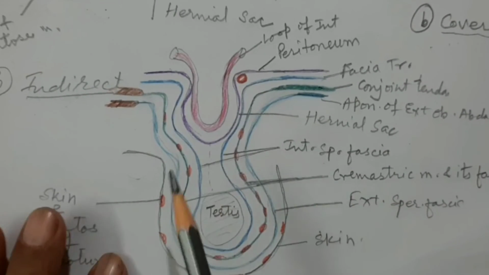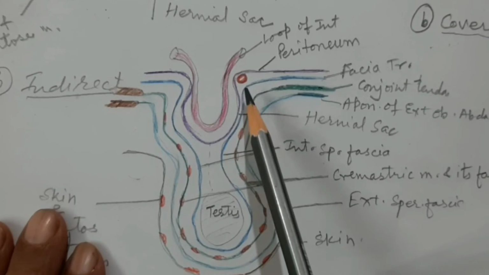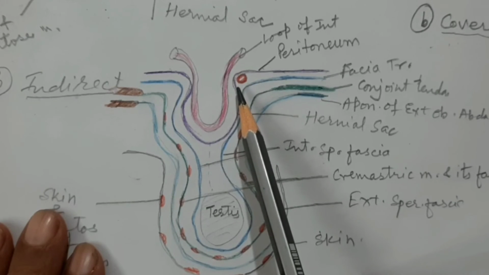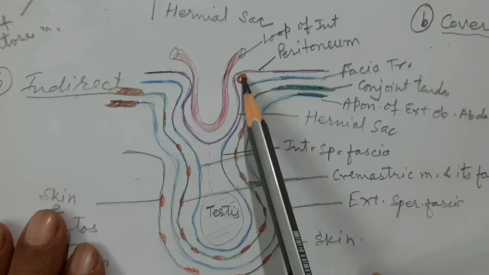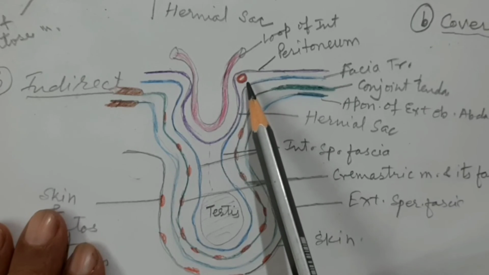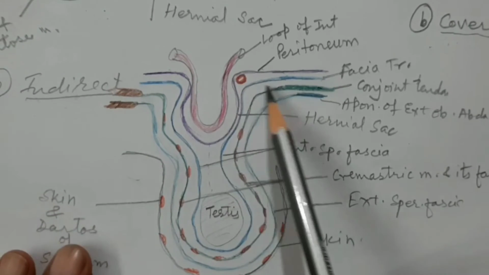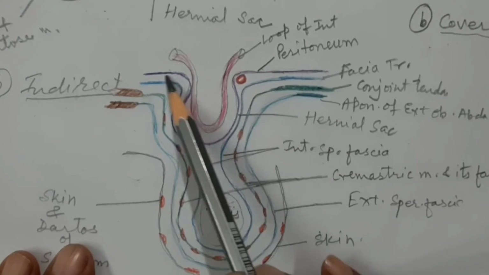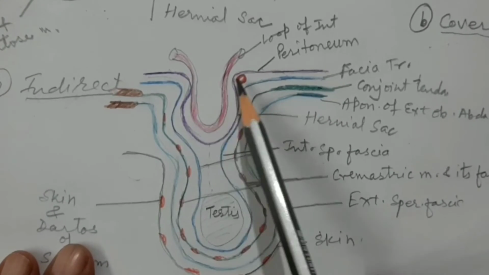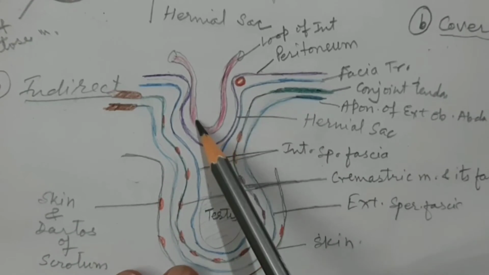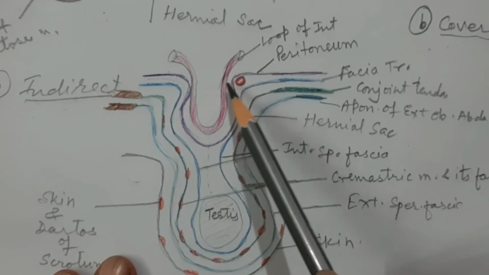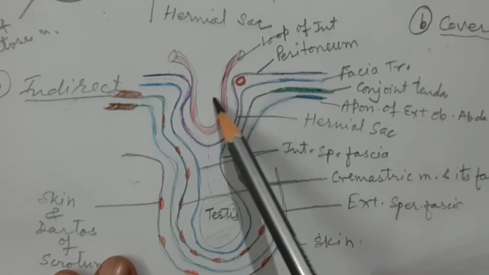First, the orientation. Let us see the indirect hernia, which is occurring through the deep inguinal ring, which lies lateral to the inferior epigastric artery. This is inferior and lateral. Again in the violet color, this is the parietal peritoneum, and this parietal peritoneum along with its contents, that is the loop of intestine, is pushing its way through the deep inguinal ring.